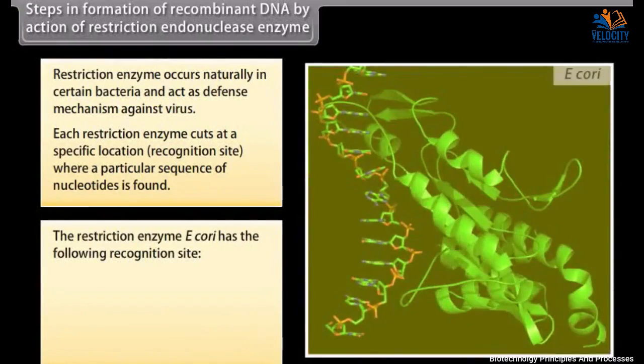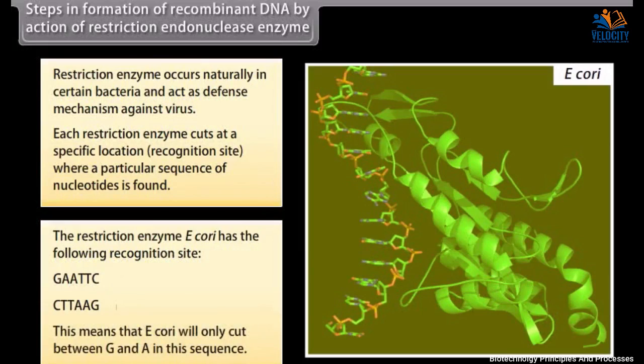The restriction enzyme E. coli has the following recognition site: GAATTC, CTTAAG. This means that E. coli will only cut between G and A in this sequence.